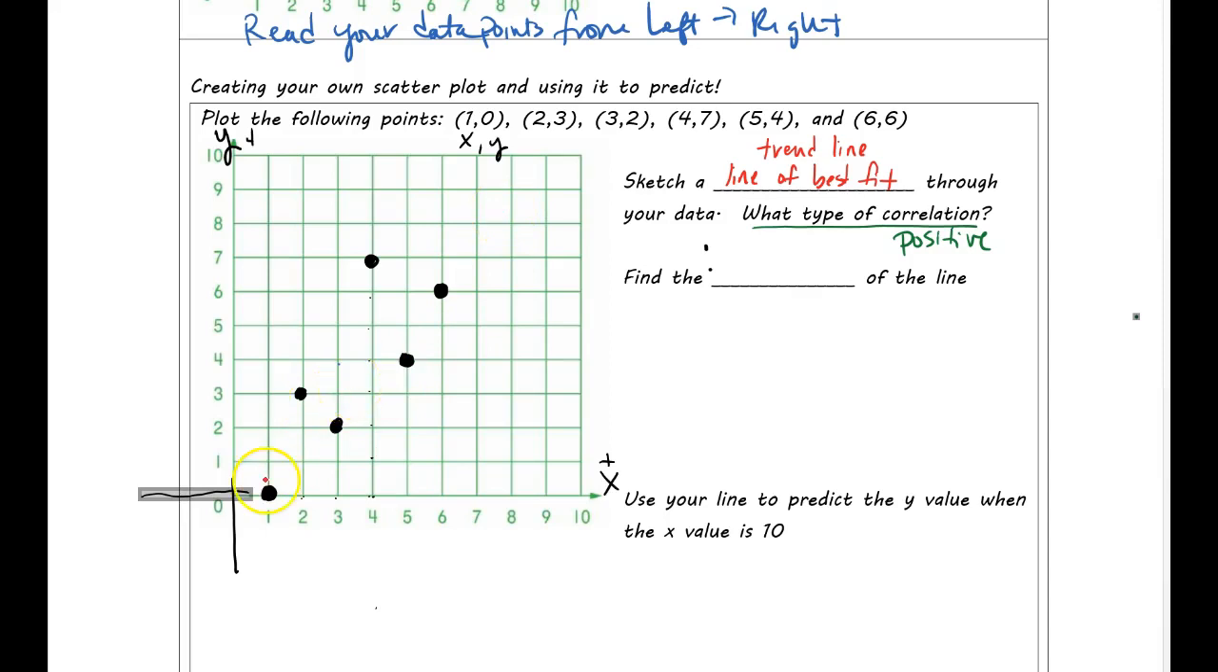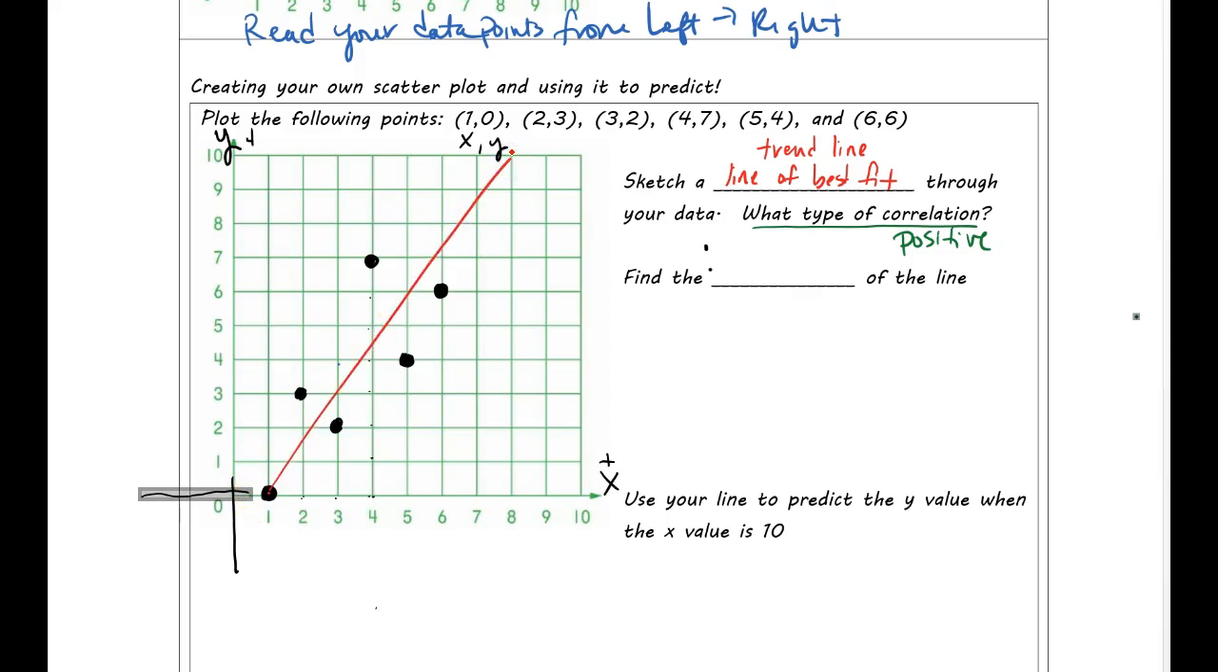So for me, I would probably go in between all of these. I'd probably start here, and I would kind of draw a line that just goes up through everybody. This will be tricky because it's hard to draw a straight line sometimes, but mine would probably look like this.